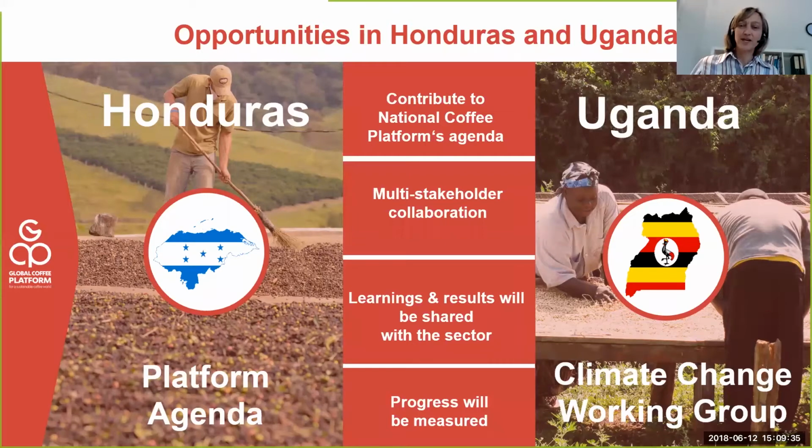What does that mean exactly? We're working on that already, aligning with national coffee platforms in Honduras and Uganda to put together an opportunity we're going to bring to you later and also show you throughout the learning series the progress of that. It's going to be an opportunity for many organizations or companies to join, so it's a multi-stakeholder collaboration. Learnings and results will be shared in the sector, and the progress will also be measured. So bear with us while we are progressing in Honduras and Uganda to develop these and then offer them for collective contribution later in the learning series. Next, please.